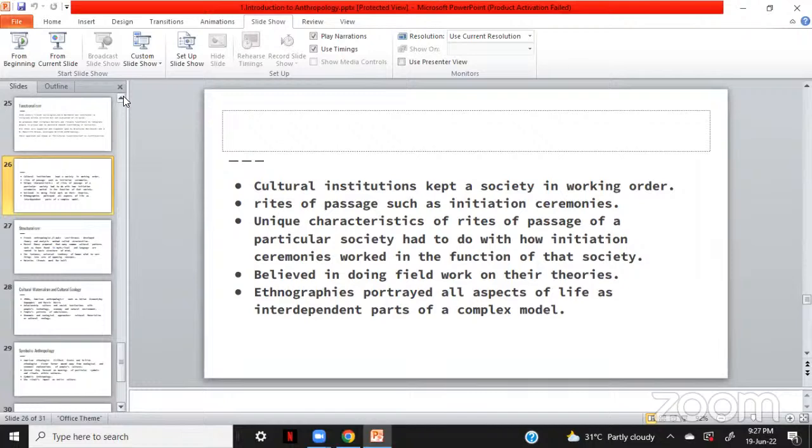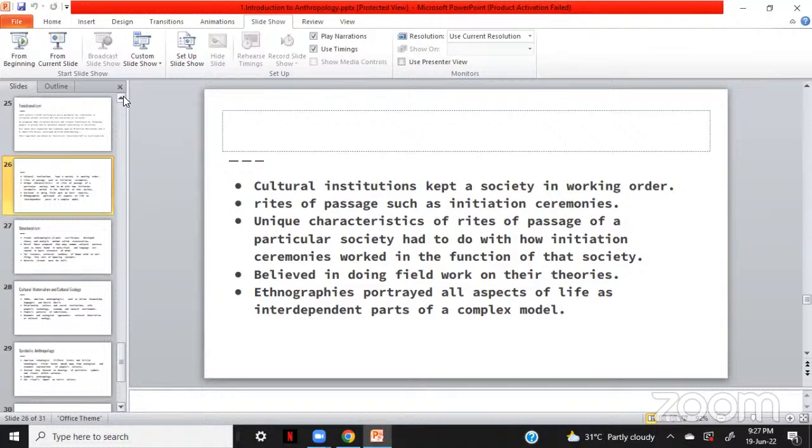So functionalists base their approach in doing field work. They focus on the field work. They believe in doing that. Again, it was first introduced by Emile Durkheim. We know that Emile Durkheim was a student of Franz Boas, who believed in field work, who believed in the anthropological research in a particular area.